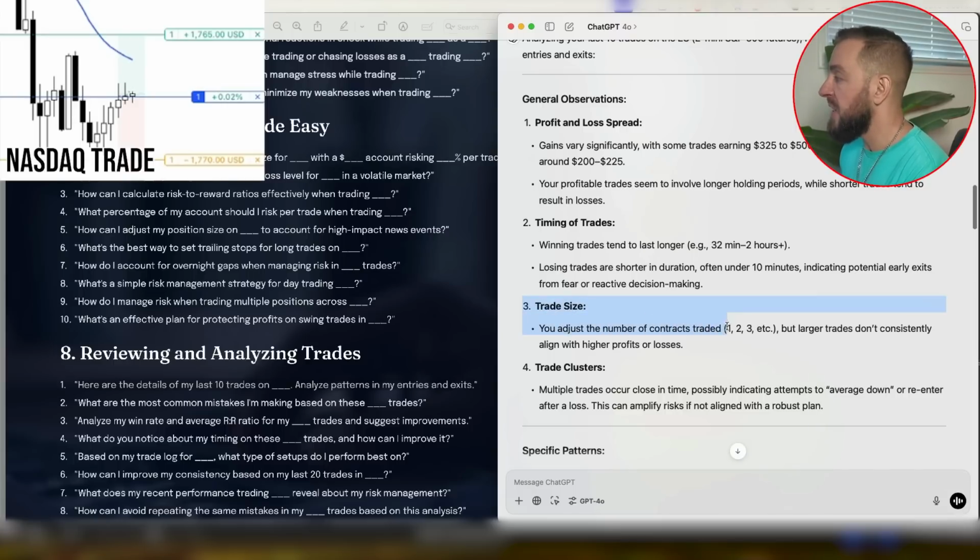Trade size. You can adjust the number of contracts traded, 1, 2, 3, but larger trades don't consistently align with higher profits or losses. Okay, so that's an interesting pattern that it's finding. Trade clusters.